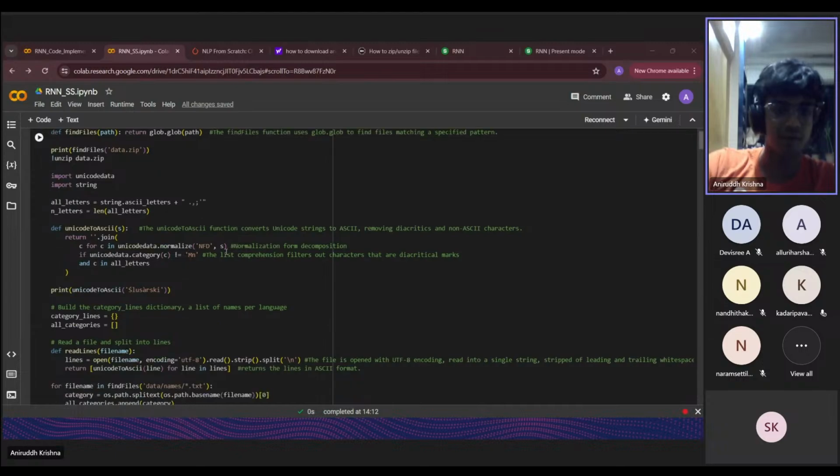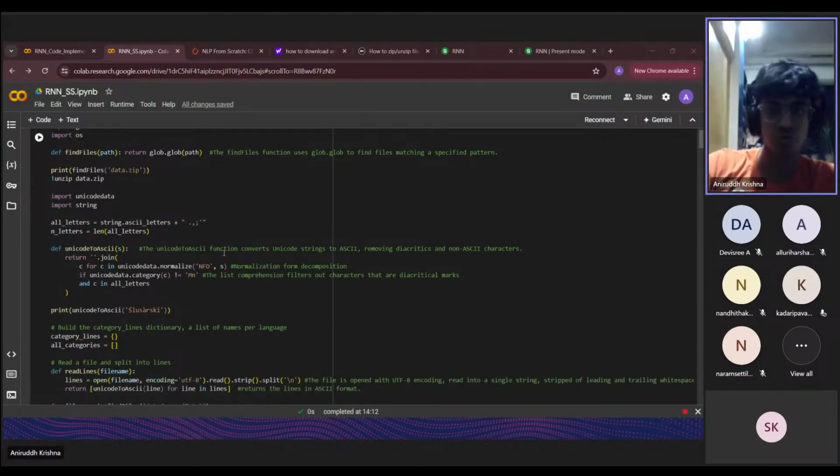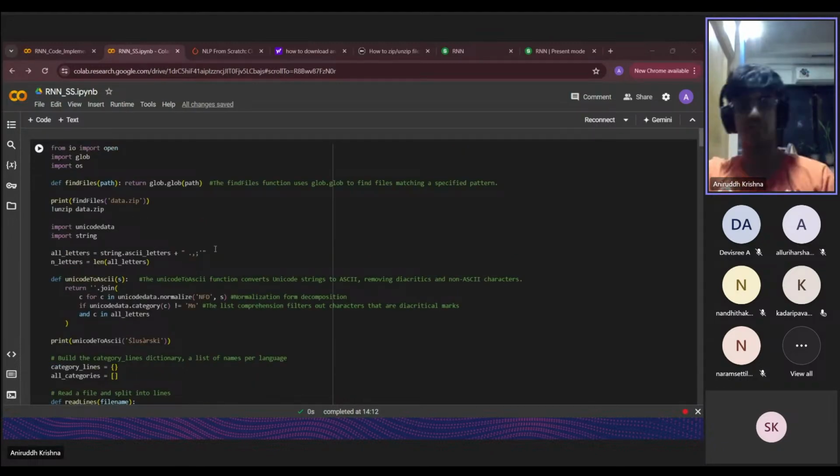So marks like that are called diacritical marks, and we don't want them. To remove those and to remove non-ASCII characters, some other characters which we do not consider in ASCII format, we first need to convert the string to string.ascii_letters, which will only have the 26 letters and their capital forms, plus space, full stop, comma, semicolon, and apostrophe. All of this will be constituted in all_letters. And n_letters will be the length of all_letters, which is 26 plus 26 plus 5, which is 57.